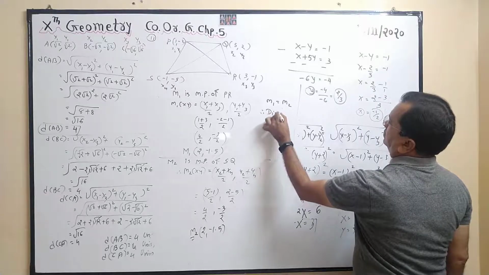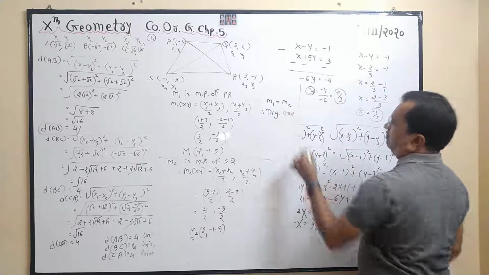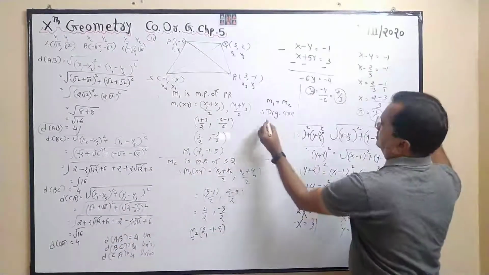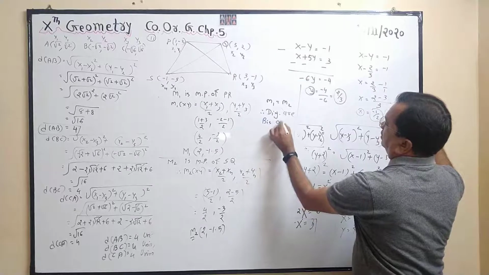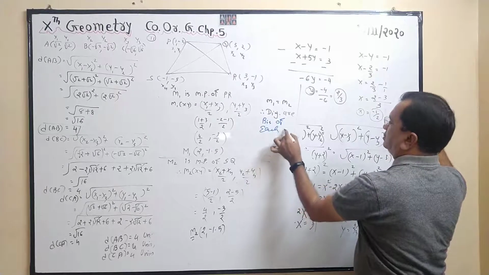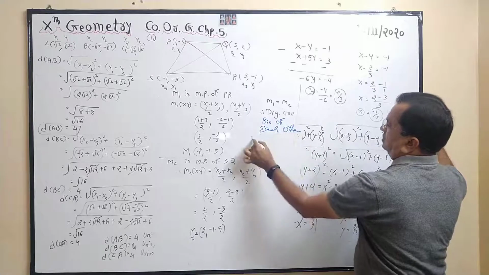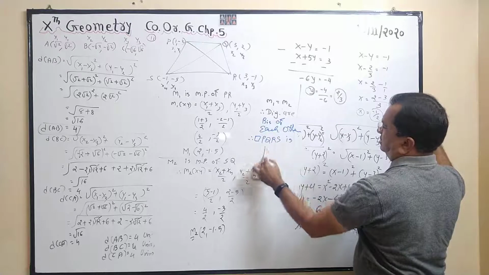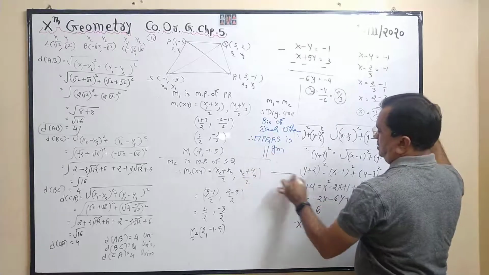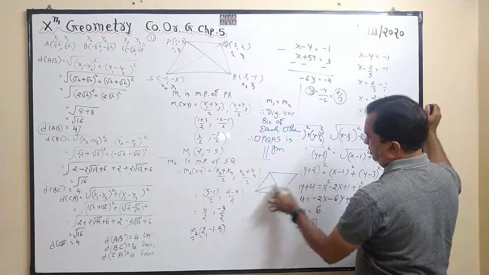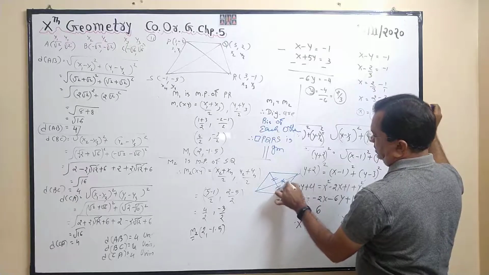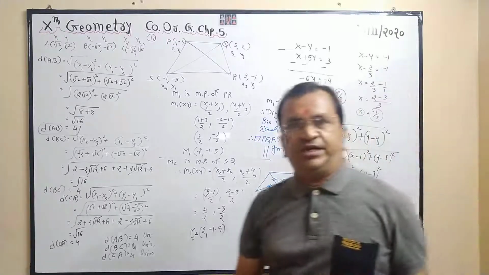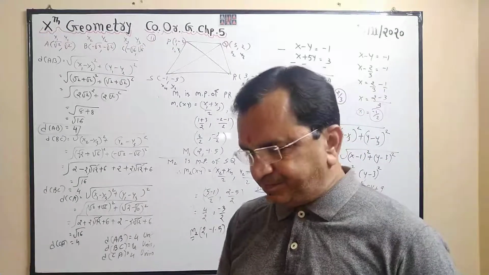Therefore, diagonals are bisectors of each other. Therefore, quadrilateral PQRS is a parallelogram. In a parallelogram, always the diagonals are bisectors of each other. Right?